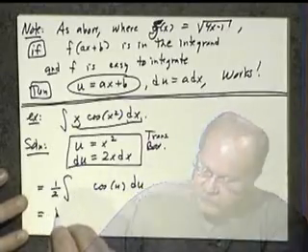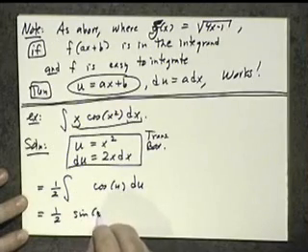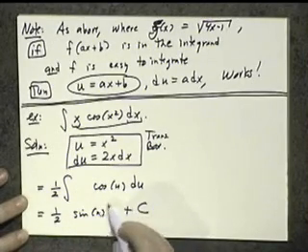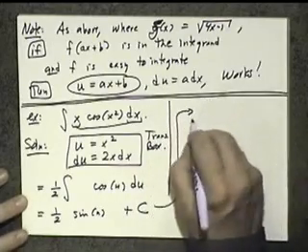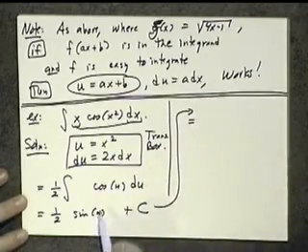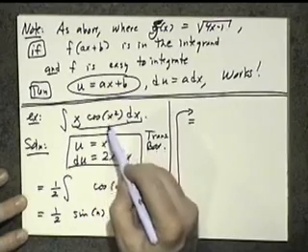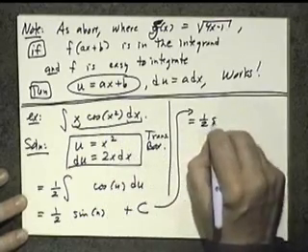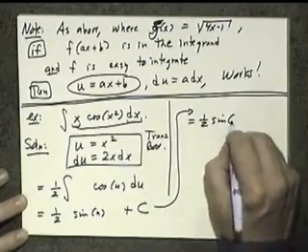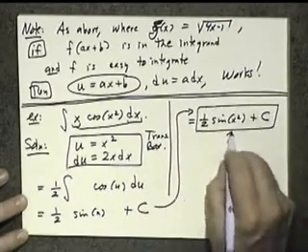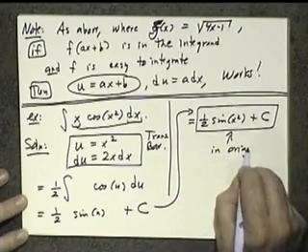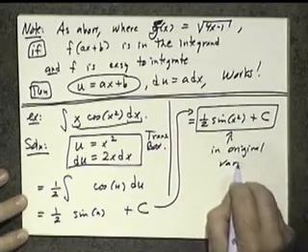That's an easy integral. Becomes 1/2 sine of u plus c, because the derivative of sine is cosine. And then I can simplify it finally, because I have to get back to the original variable, remember, which is x. I have 1/2 sine, let's see, u was x squared, so it's 1/2 sine of x squared plus c. And again, this is in the original variable, as it must be.